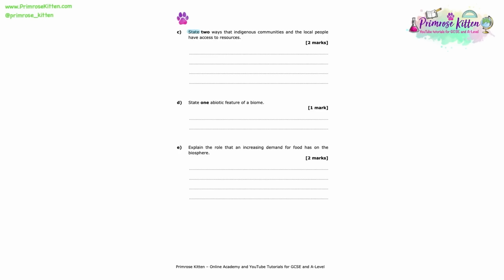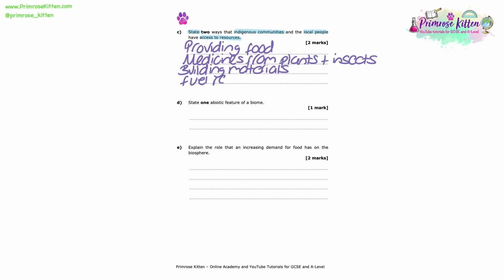Part C. State 2 ways that Indigenous communities and the local people have access to resources for 2 marks. Possible responses here might be providing food, medicines from plants and insects, building materials, and fuel resources.